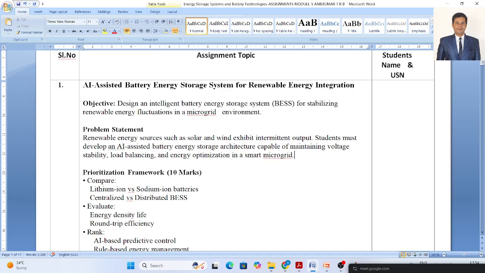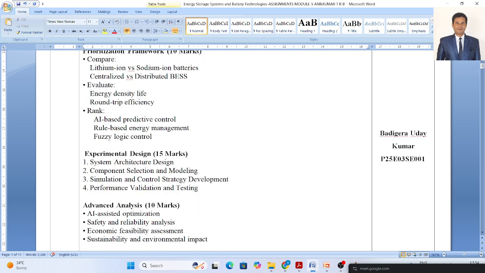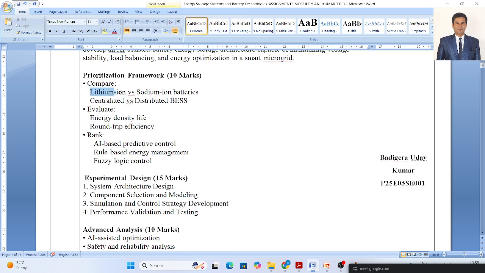By the trial and error methods, we'll try to give the outputs. After learning through trial and error, we'll try to give the outputs and make the grid more stable. Okay, so that is what you have to do. You have to compare the lithium versus sodium batteries. You should not study only one battery. Is that clear, Uday? Yes, sir. Need not study on one battery.